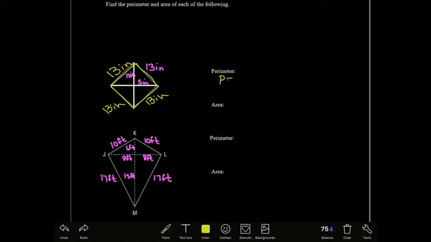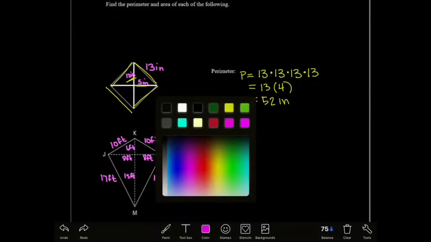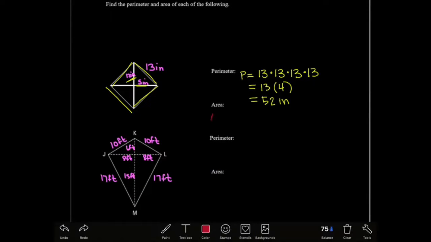So the perimeter is 13 plus 13 plus 13 plus 13, which gives us, another way to do this, you could do 13 times 4, by the way, if you want to do that. But in the end, we're going to get 52 inches as the perimeter. Okay? Let me use a different color. Area, like we said, is diagonal 1 times diagonal 2 divided by 2.